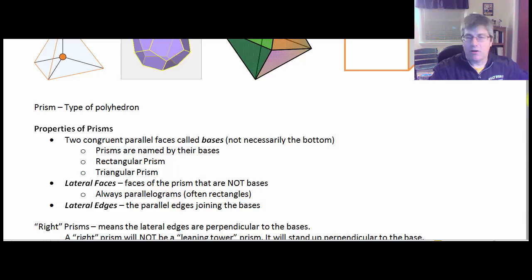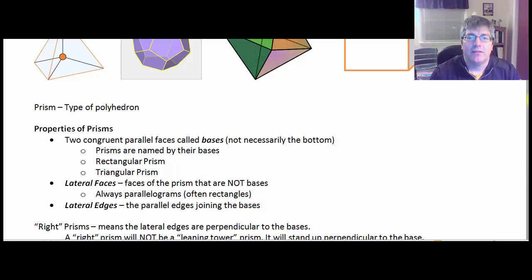Okay? We could also have a triangular prism. This is a triangular prism. Okay? My bases are triangles. They're parallel to each other. And I have three rectangular faces.